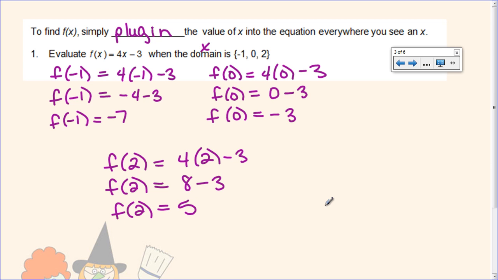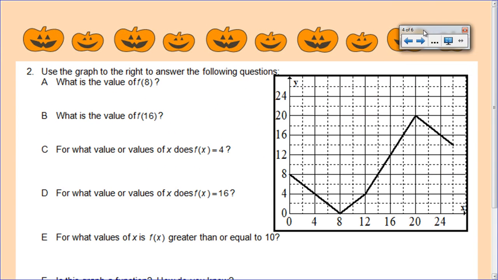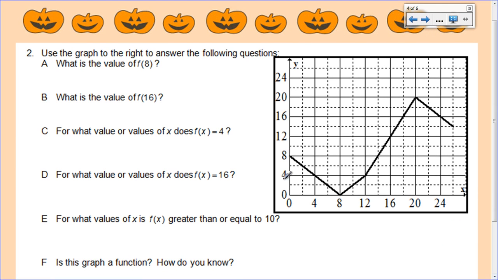This doesn't mean much to you right now, but we're getting ready to look at a graph, and it's going to help you out a lot because this is very helpful when looking at a graph because it helps you find points on a graph quickly. So we have this graph, and we're going to use it to answer some questions. So we have this lovely little graph right here.